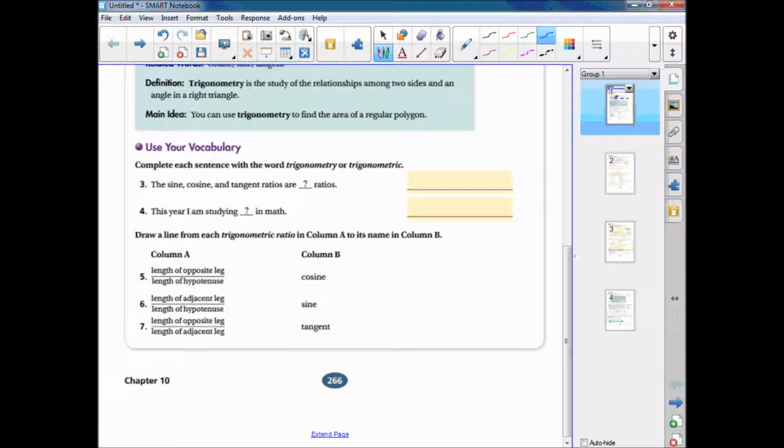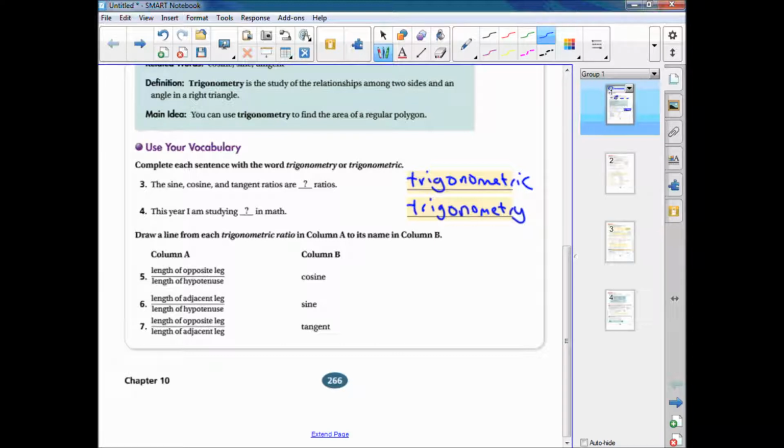All right, so complete each word with trigonometry or trigonometric. So the sine, cosine, and tangent ratios are trigonometric ratios. Okay, and this year I am studying trigonometry and math. So that's our noun. Trigonometry. There we go.